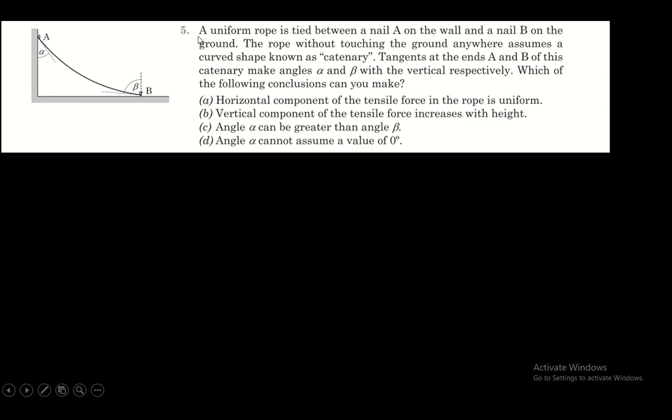Question number 5, Newton's laws of motion, MCQ, book Pathfinder. A uniform rope is tied between a nail A on the wall and a nail B on the ground. So these are two nails A and B. One is on the wall, the other is on the ground.